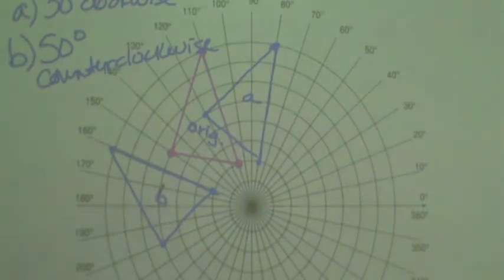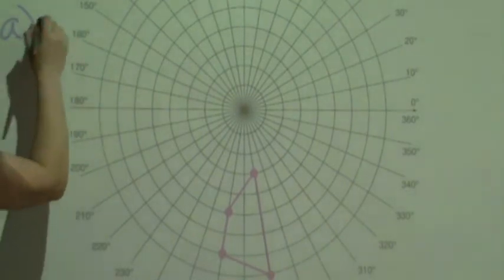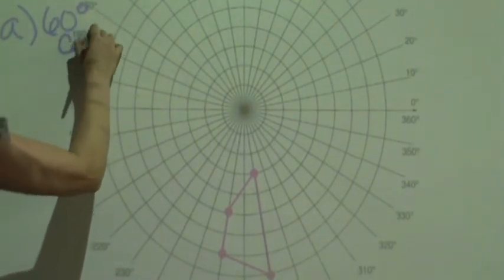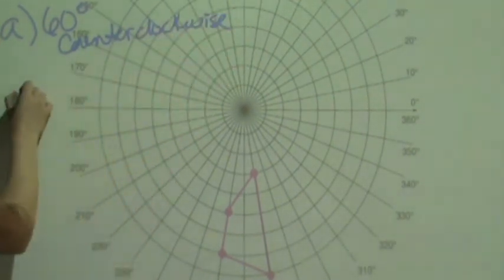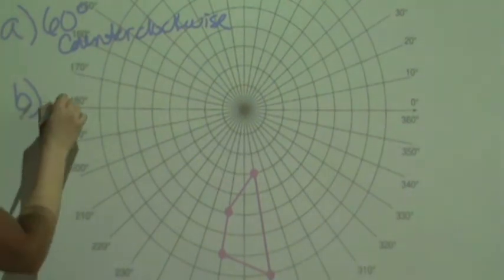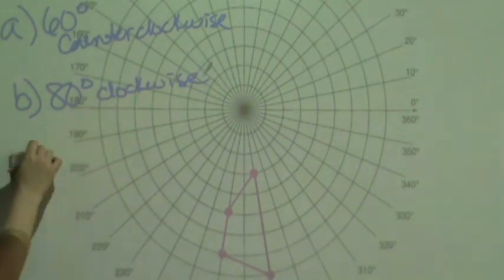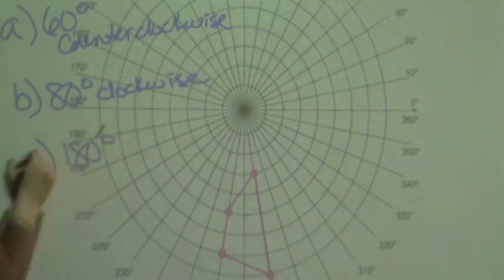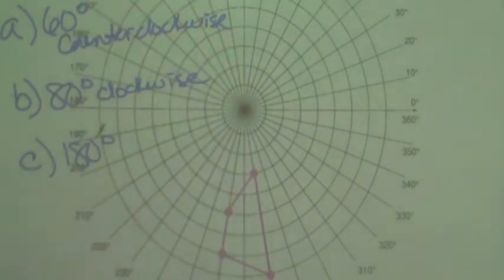It's just turned. All right, so on your piece of polar graph paper, I would like you to take this shape and let's go 60 degrees counterclockwise. All right, and then I would like you to go 80 degrees clockwise. And then I would like you to go 180 degrees. And again, I'm not going to say clockwise or counterclockwise on that one because it's not going to matter. Okay, either way. All right, give that a try and then call me over when you got it.